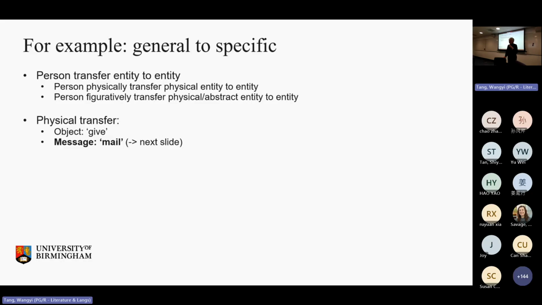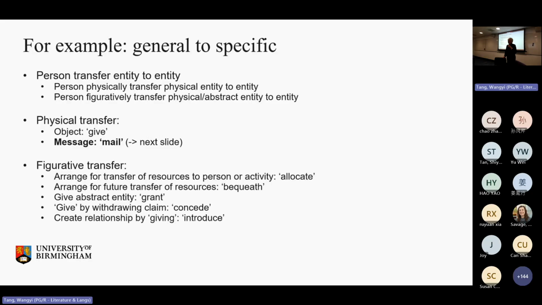The physical transfer can be something to do with an object, like give the book to someone, or it can be a message, as in mail something to somebody. The figurative transfer, there are lots of, again, subcategories. Allocate something to someone, bequeath something to someone, grant something to someone, concede something to someone, or introduce someone to someone. So lots of figurative transfer meanings there.